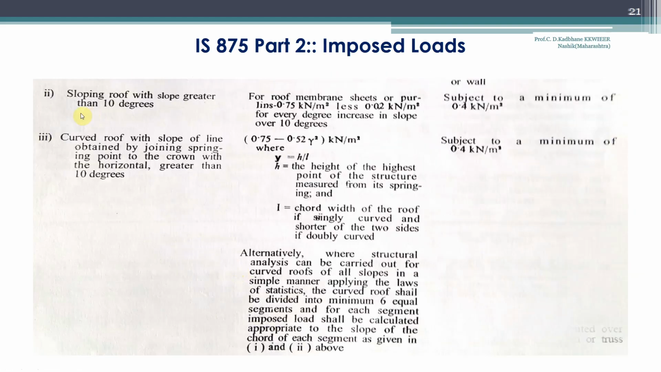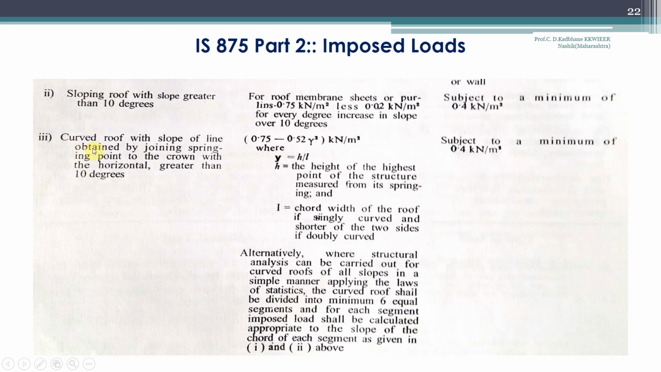The second point is very important for us in the design of roof trusses of industrial structures or sheds. Many times, or you can say every time, the roof truss slope of an industrial building will be greater than 10 degrees. So if the roof slope is greater than 10 degrees, then the value of live load will be equal to 0.75 minus 0.02 (theta minus 10 degrees). But the minimum value of live load for a slope greater than 10 degrees should be 0.4 kN per meter square.